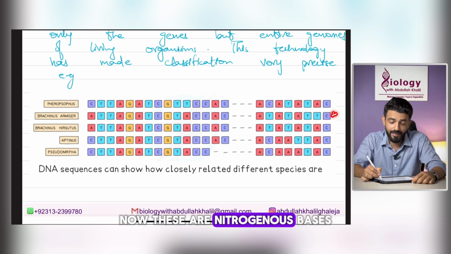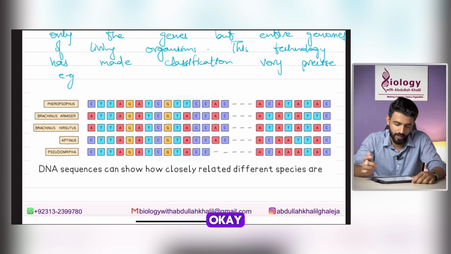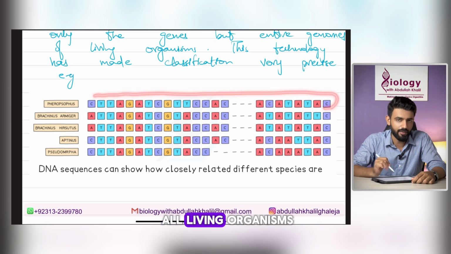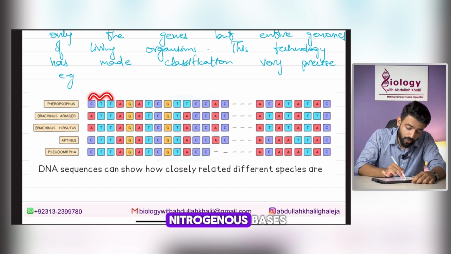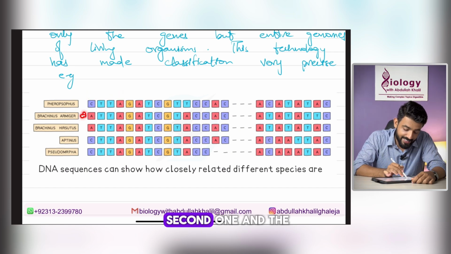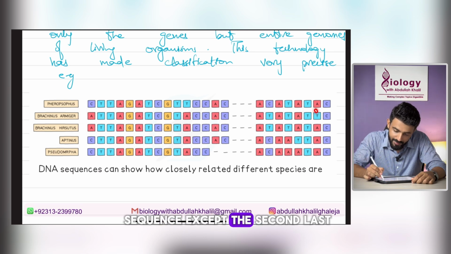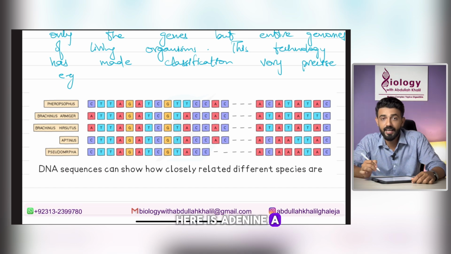Now these are nitrogenous bases. A, G, C, T are the nitrogenous bases. Okay, and in a particular sequence they are arranged in all living organisms. That's what the genome sequence or the DNA sequence is: the sequence of these nitrogenous bases. You can see the second one and the third one have the same sequence, except the second last here is T, thymine, and the second last here is adenine, A.